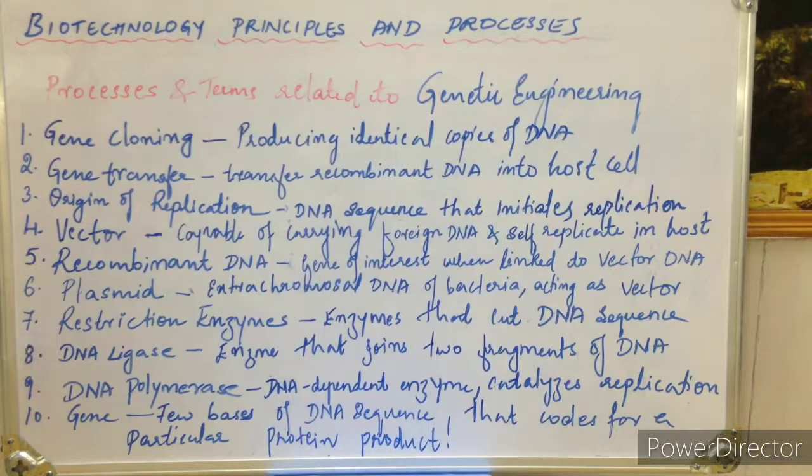Next, DNA ligase. What is this DNA ligase? Now, to form the recombinant DNA, we are going to isolate the gene of interest from a particular organism using restriction enzymes, right? And then you have to link this particular DNA to the vector DNA to form the recombinant DNA, right? Because recombinant DNA is nothing but linking of the gene of interest with the vector DNA. Together it is going to form the recombinant DNA.